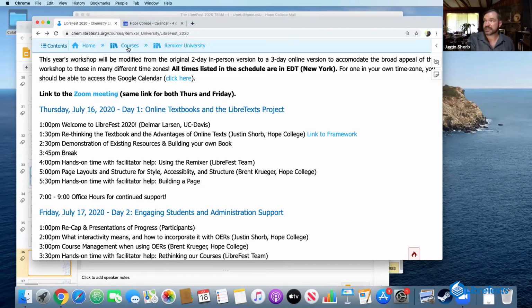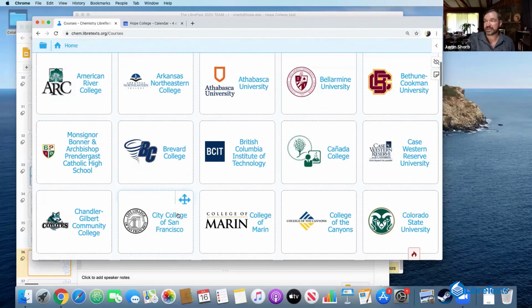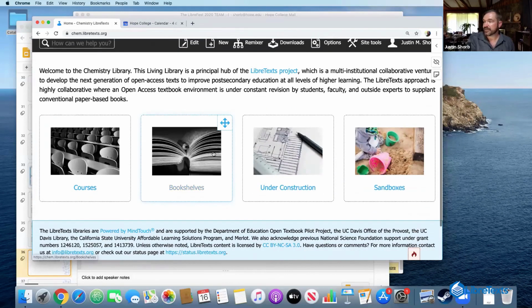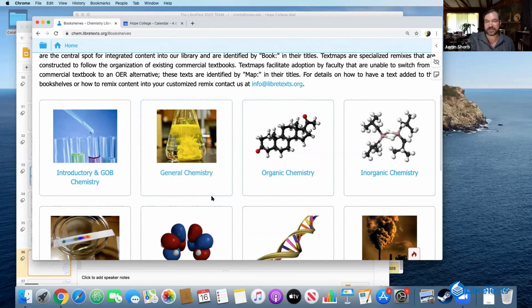As Delmar mentioned, there are courses that you can look at. So you can start to look at different people's courses from different colleges that have already built things to see how they organized it. Or you can look at other bookshelves of pre-made books. So these would be just typical textbooks themselves without any course organization put into them. They're just simply textbooks in some way. So you can take a look at those.